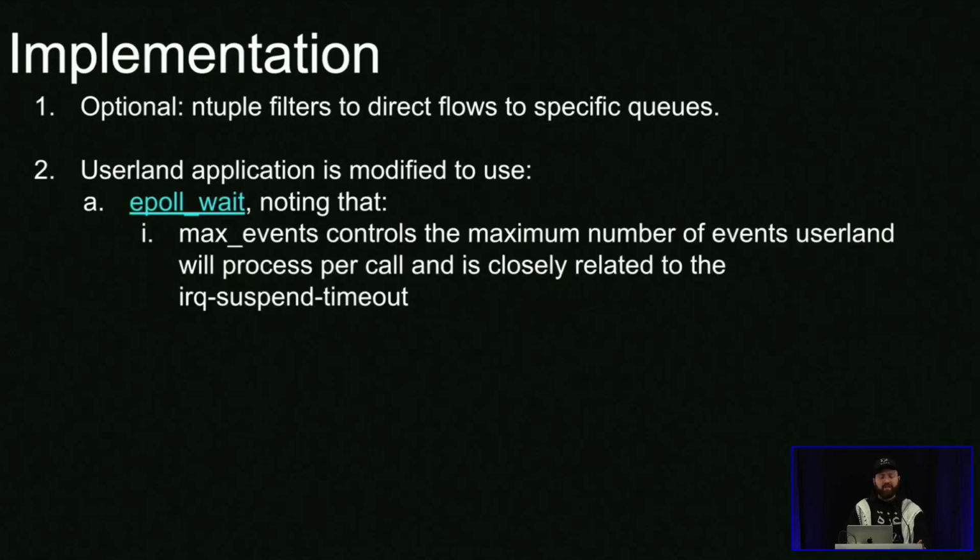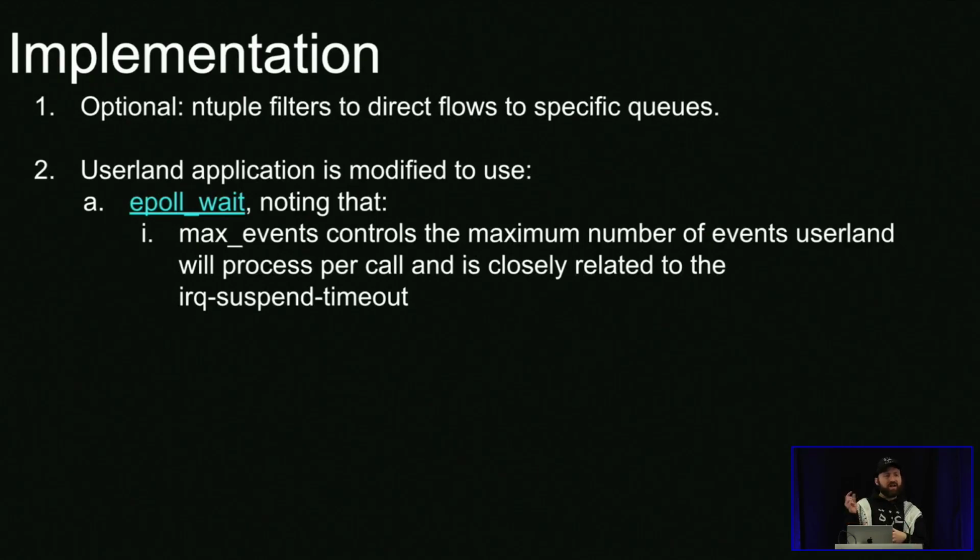One is, and this is kind of important, and this is explained in the kernel documentation as well, but I'm going to mention it here a little more verbosely: epoll wait takes an argument called max events, and that controls the maximum number of events that the kernel is going to give back to userland. That is a way of userland controlling how much time it's going to spend processing data, right? You can use a lower max events to get fewer events from the kernel, resulting in less userland processing, or you can use a higher max events and do more processing. And that's really closely connected to the IRQ suspend timeout, right?